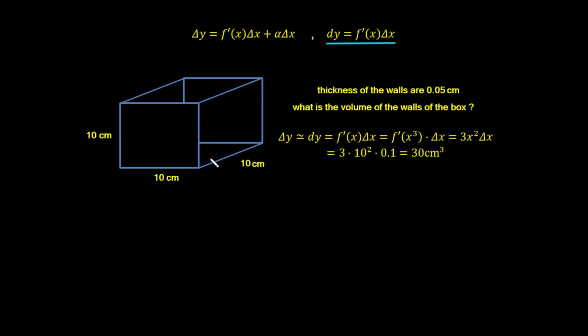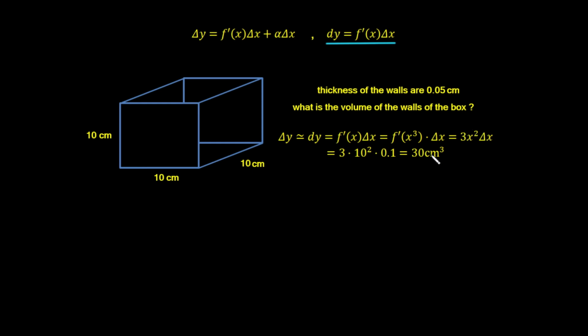So if we were to find a function that would give us the volume, well, that's simple. It's going to be x times x times x. So the function here is going to be x cubed. So we want to differentiate x cubed, and then we want to multiply it by this small distance delta x. So when we differentiate that, it's going to give us 3x squared times delta x.